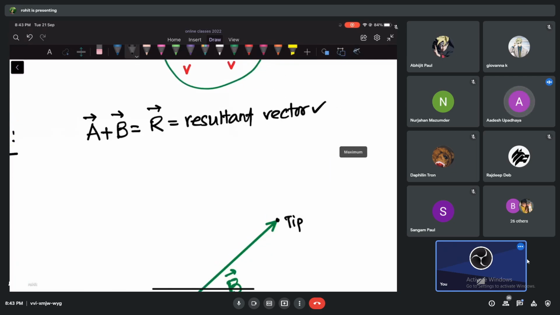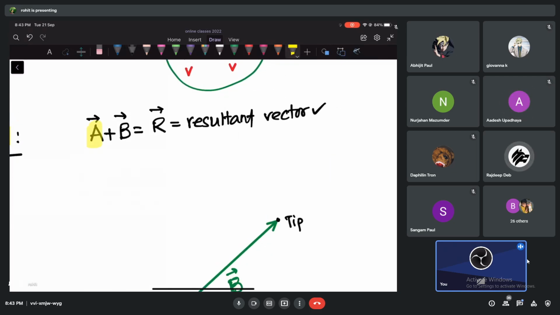If I add a vector A with another vector B, then I should get a result, right? And that is called what? Nothing but the resultant vector. A has magnitude and direction. B has magnitude and direction. Our job is to calculate what? The magnitude and direction of the resultant vector. Are you clear?